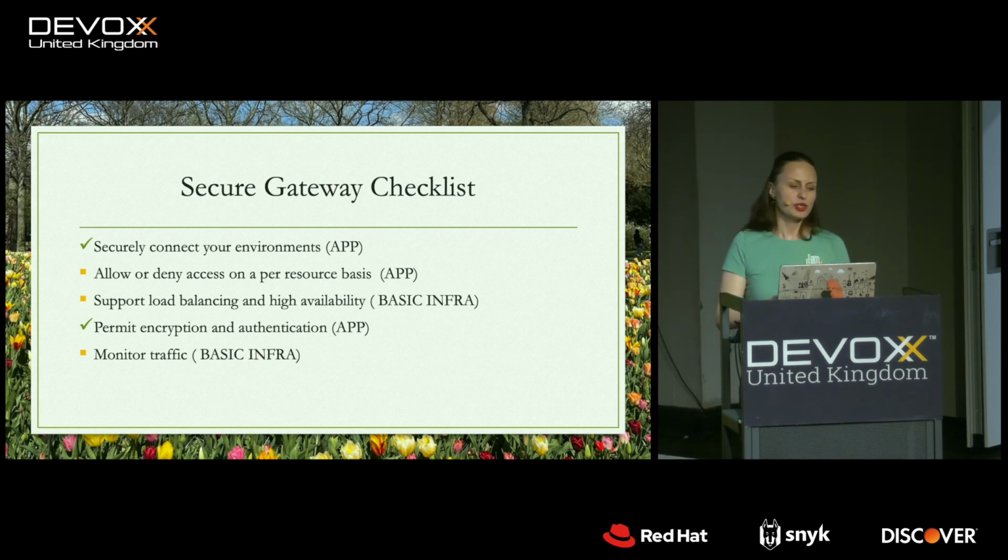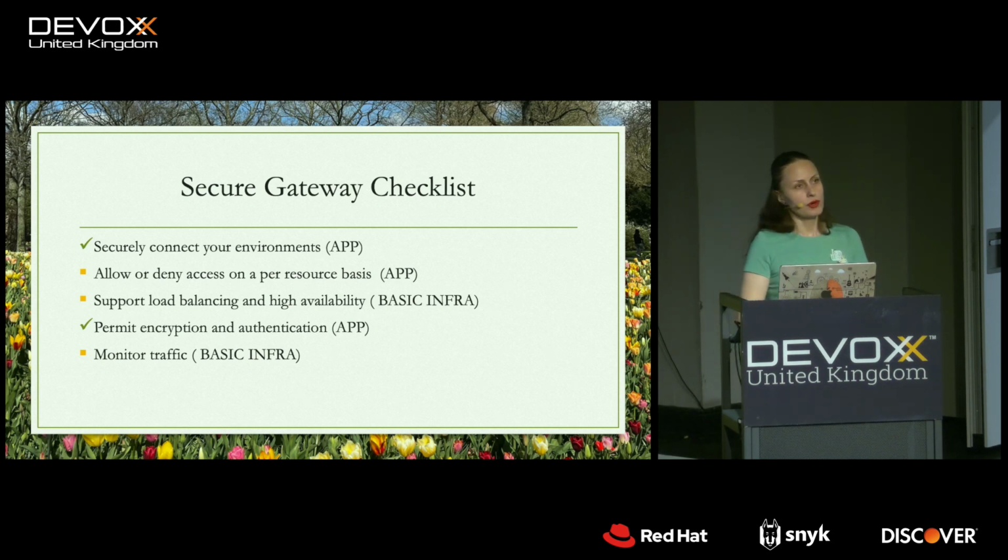But we're supporting load balancing and high availability with regular vanilla Kubernetes resources, which is good up to when you actually need more routing and monitoring the traffic with the basic infrastructure that you have available in Kubernetes. So there are things that can be improved.